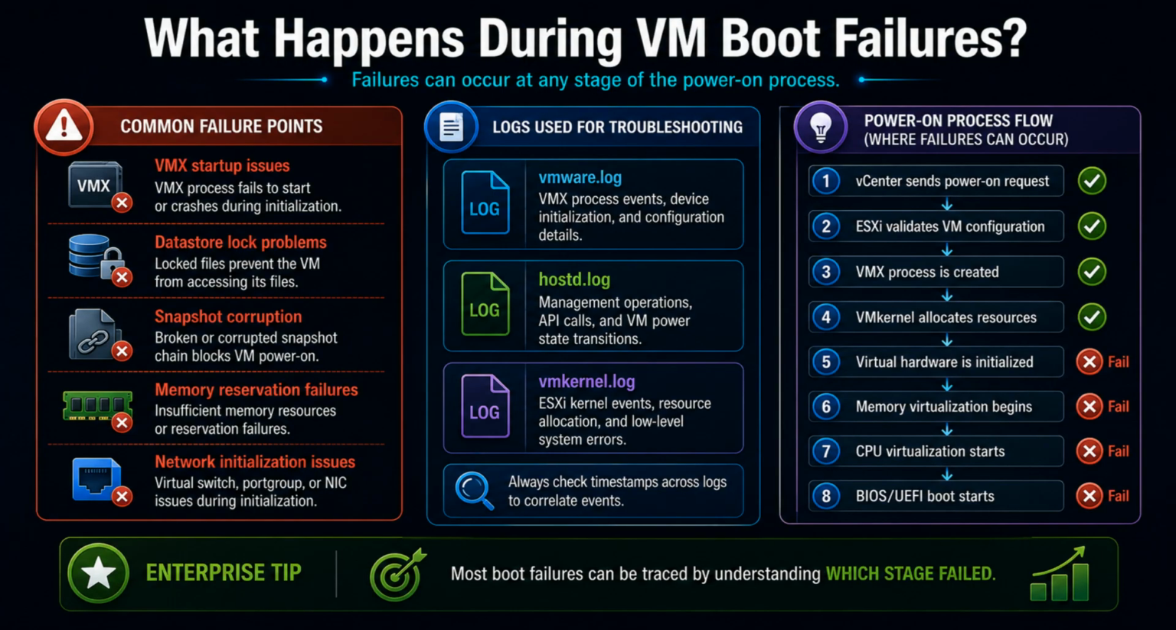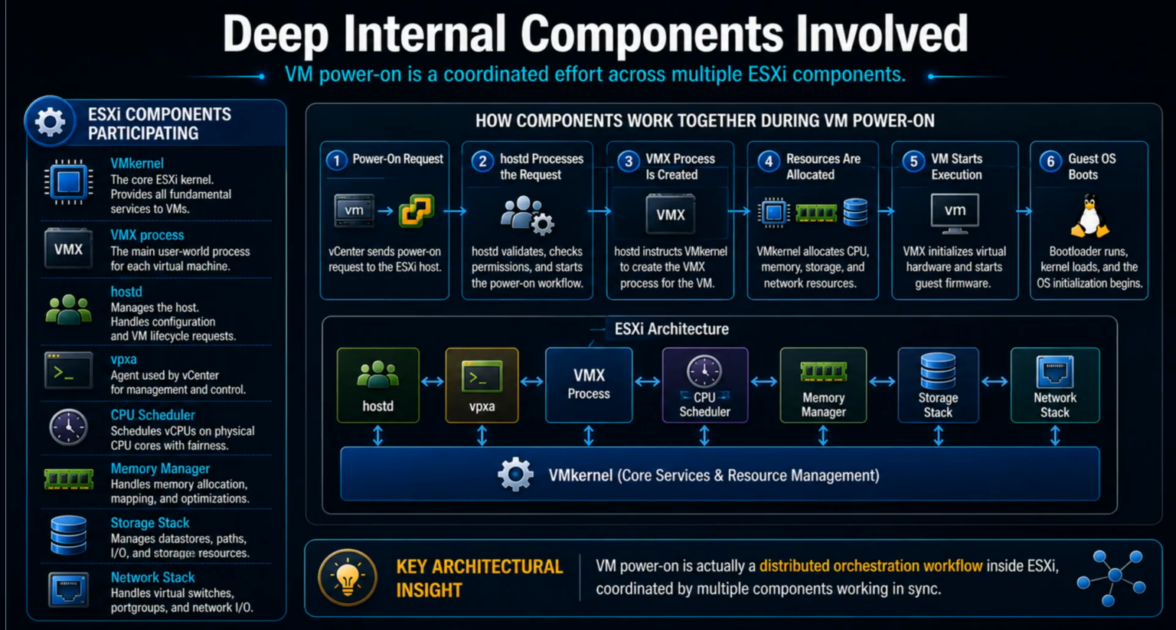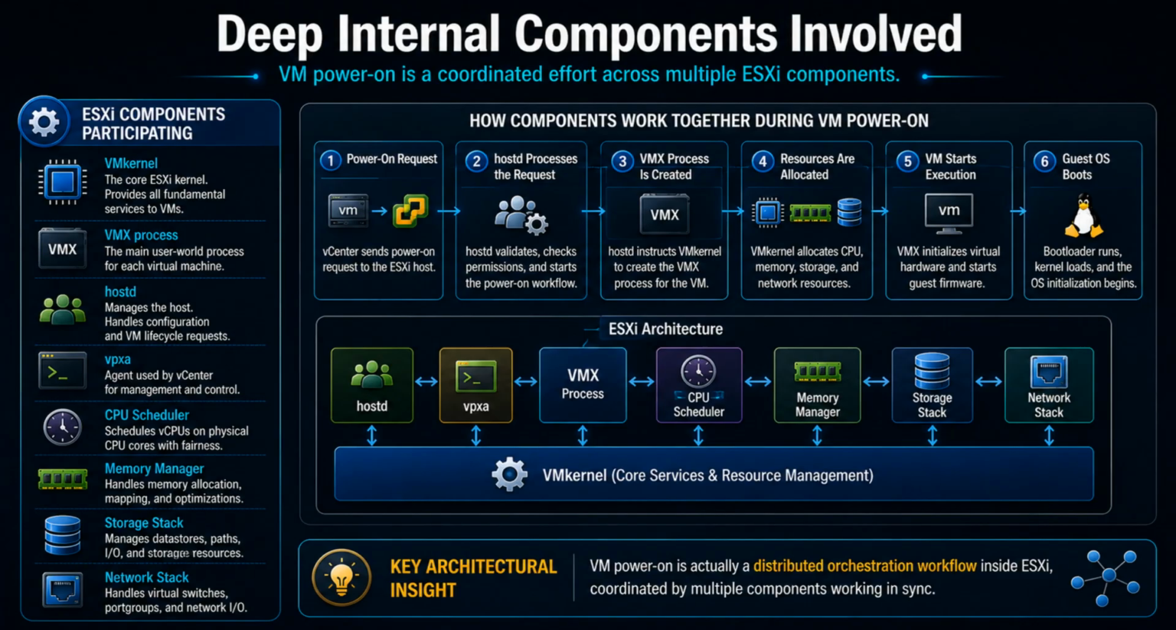And behind all this, multiple ESXi components are working together simultaneously. VM power-on is actually distributed orchestration inside ESXi. Multiple ESXi components participate during VM startup. vMkernel handles core resource management, VMX manages virtual hardware, hostd and vpxa process requests. Schedulers, memory managers, storage stacks, and networking stacks all coordinate together. This is why VMware architecture is so powerful at enterprise scale.